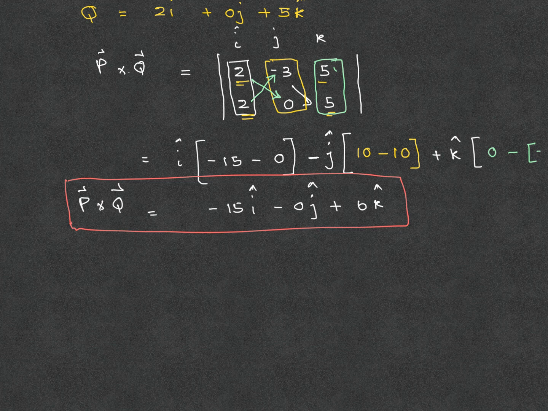Now, as you can see here, P cross Q is negative 15 i hat plus 6 k hat, right? It's okay if you leave out the j hat, or if you leave it as 0 j hat, that's also fine. But the most important thing that you need to understand here is the vector product, or the cross product, is a vector. A vector product or cross product, they both stand for the same thing.